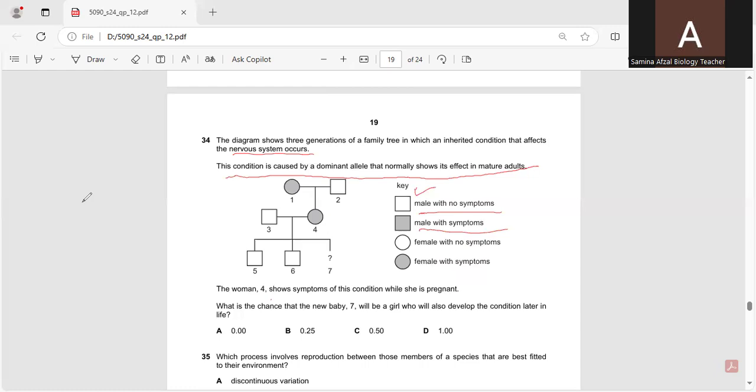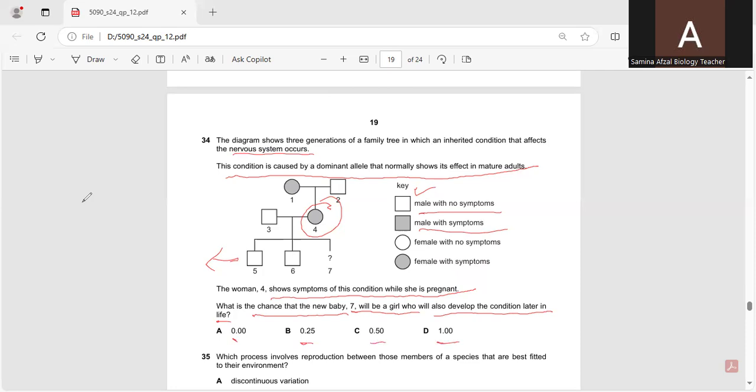The woman 4 shows symptoms of the condition while she is pregnant. So woman 4 is the female who is showing the symptoms, and then 5 and 6 are not shown with symptoms, so both are male. What is the chance that the new baby 7 will be a girl who will also develop the condition later in life? Here the options are 0%, 0.25, 0.50, and 1.0.